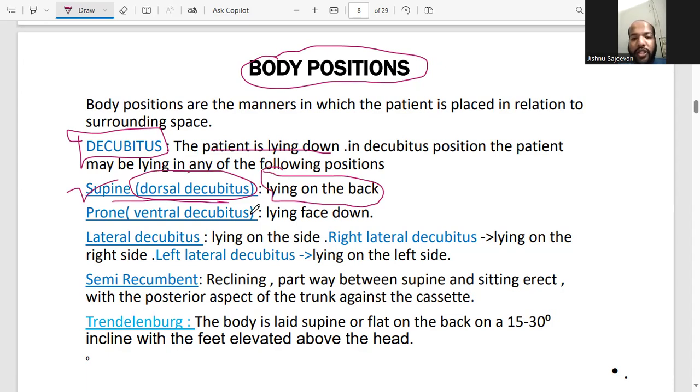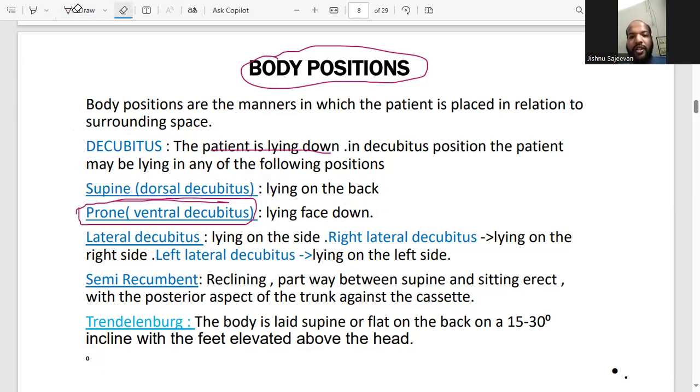Moving on to the next body position, that is the prone position. Prone position means directly opposite to supine. That means the patient will be facing downwards, or the front part of the patient will be in contact with the table. It is also termed ventral decubitus.